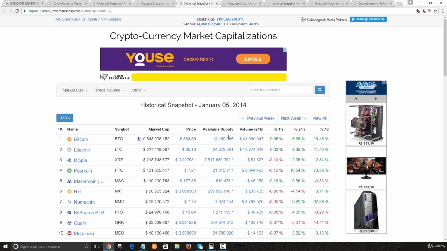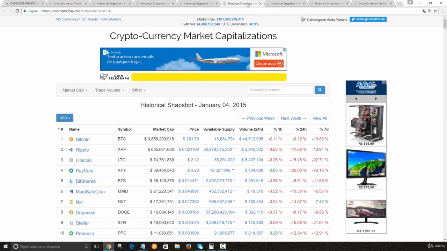From the amount that the market negotiated in the last 24 hours, to the price rise in the last 24 hours, and also in the last 7 days. From January 5th to 7 days ago, Bitcoin had an increase in value of around 19%. So let's move forward just a little bit more.